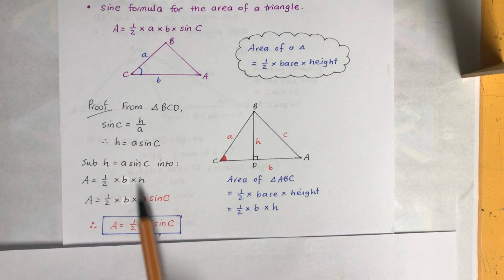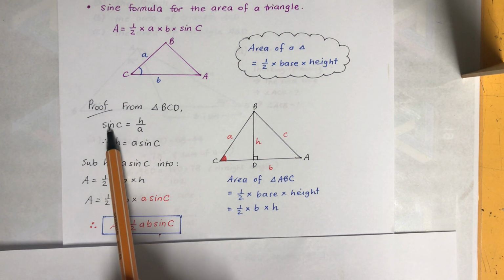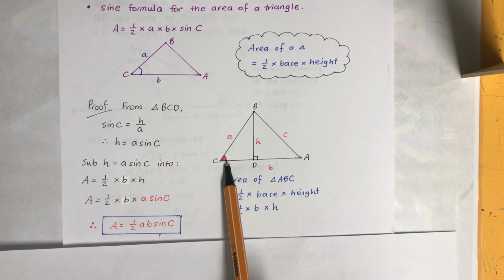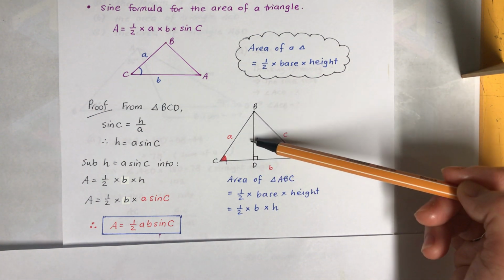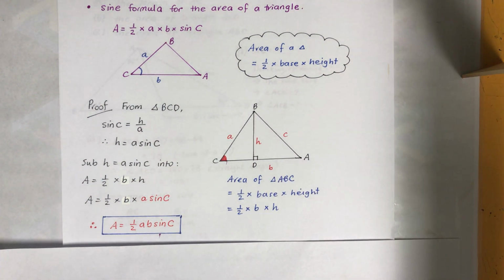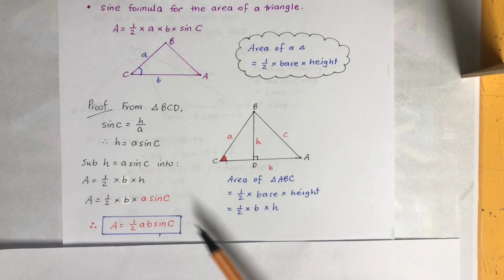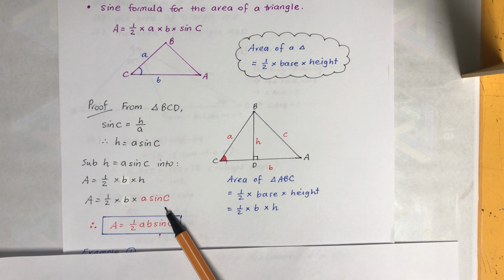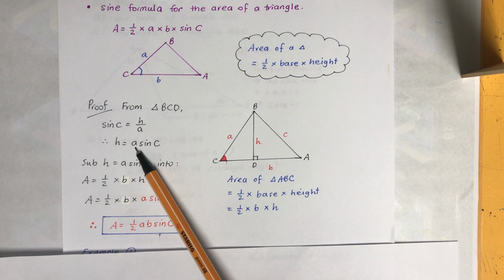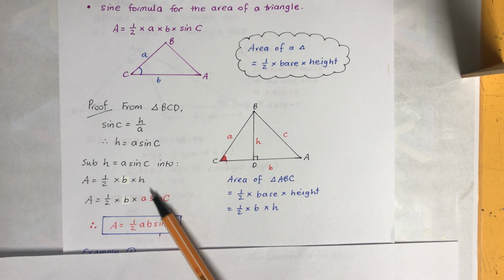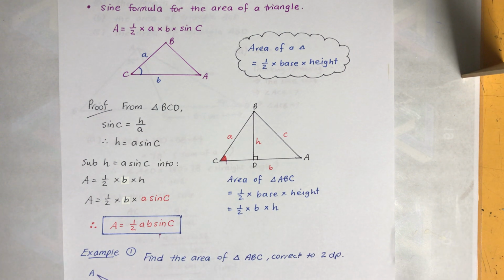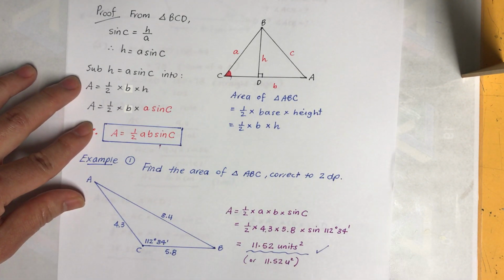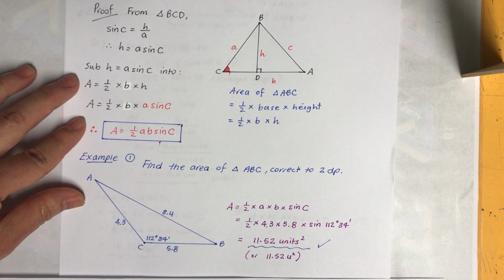So we need to find the sine c. So I'm going to use sine c equals b over a. The reason I sketched the perpendicular is to find the height. Height has to be perpendicular with the base. So if I do that, the height is what? A sine c. And if I replace that with the height, I will get this. Okay, so that's not too bad. Let's have a look at the example.